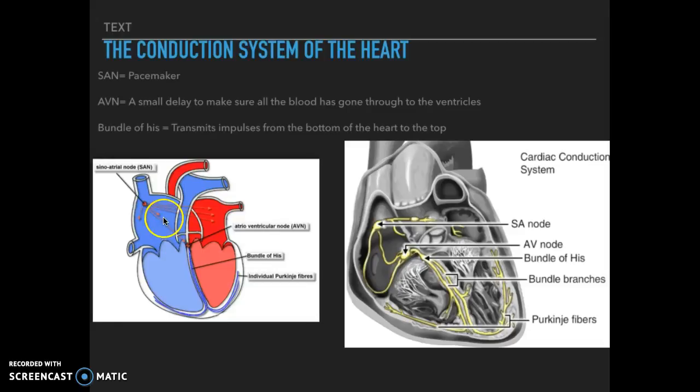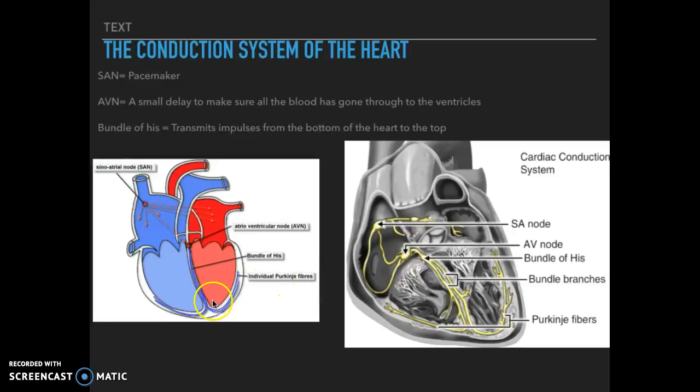Then it travels, so as you can see, the SA node sends these impulses out, goes down here to the AV node, and then goes down the bundle of His. And this transmits the impulse from the AV node down to the ventricles, around here. And as you can see in this picture, it all goes down.